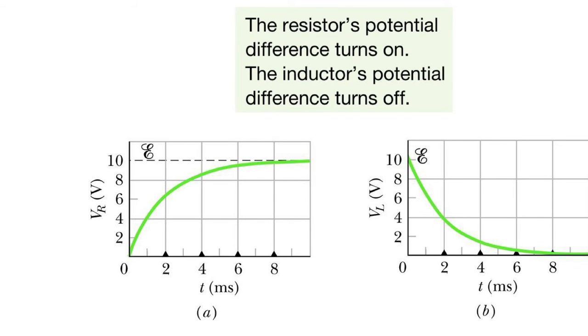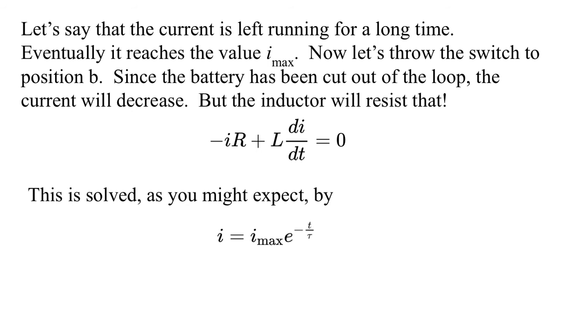Let's say the current is left running for a long time, which means essentially t is infinite. Eventually it reaches the value I max and stops changing. So the inductor drops out and we have just the resistor seeing the EMF, so we get current EMF over R. Then we throw the switch to position B.